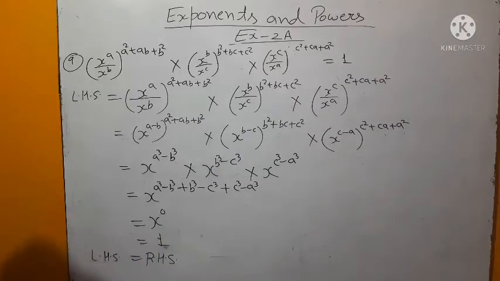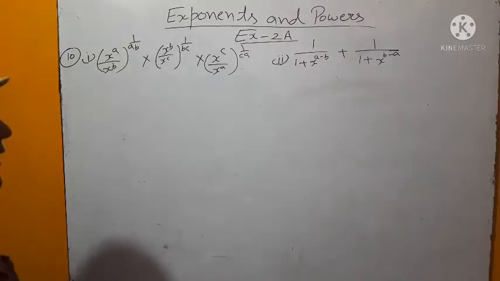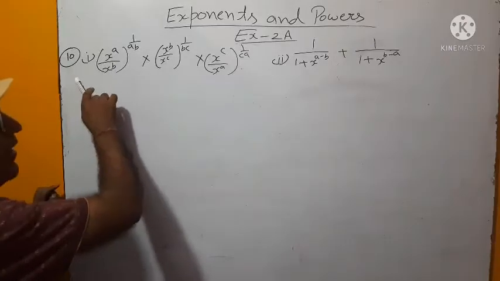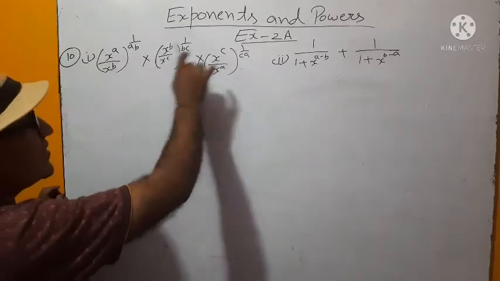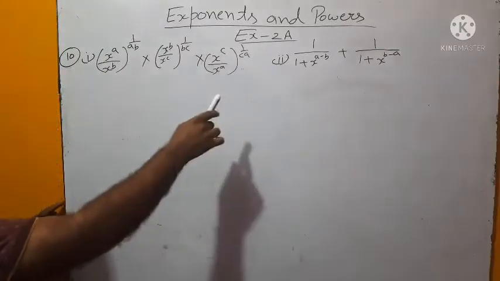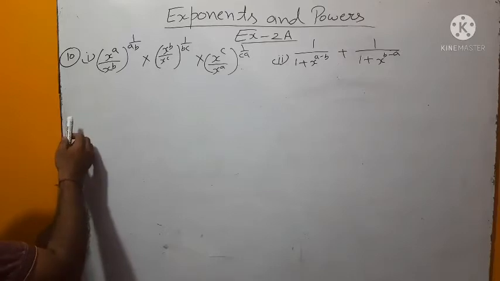Okay, now write down this question. Okay children, now see question number 10. In your question number 10, we have to find the value of this number. There are two parts. First part is this, second part is this. In both the parts, we have to find the value of this term. So solve and get what you are getting.